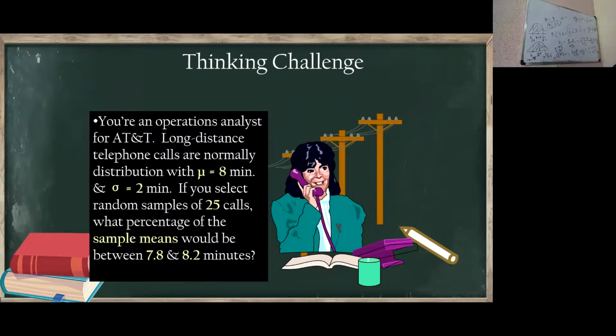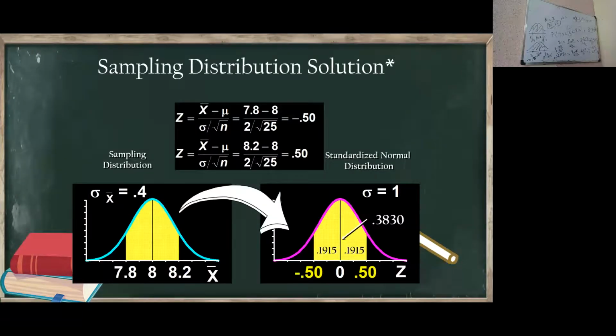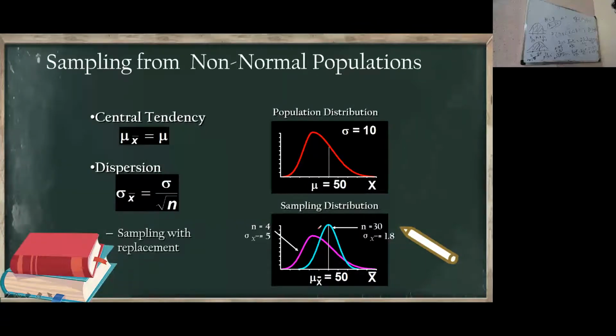So as you see this one, that's how you can get it. Now it's working. So this will turn into this one. If you see the shape, it should move because here n is greater. Now what do you get? This is the population distribution, sigma is 10, mu is 50, mu of x bar equals mu. Dispersion will be this one, sampling with replacement.